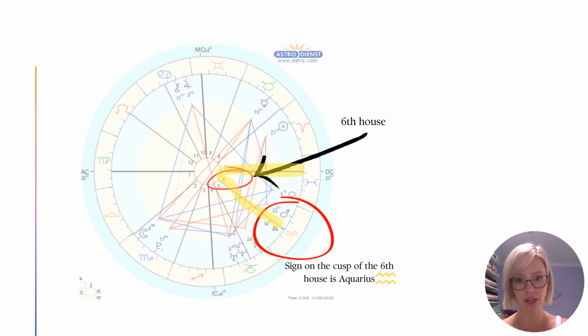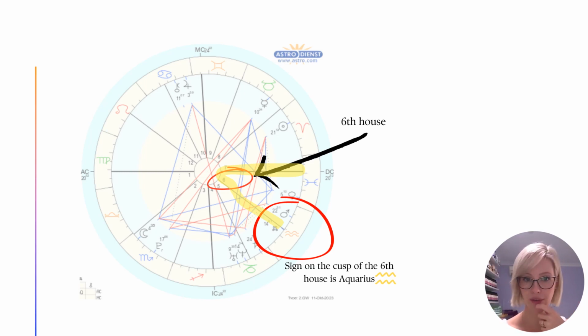The sign on the cusp of the 6th house, so that's the line that demarcates between the 5th and the 6th house. You look at the sign on that, and the sign is Aquarius. So you can see Aquarius is cut in half into the 5th and 6th house. So the 6th house, because we are moving anti-clockwise when you look at charts, that 6th house is ruled by Aquarius. You say, oh, but Pisces is in there too. Yep, it is, but it is ruled by Aquarius. So in this chart, the 6th house is ruled by Aquarius.